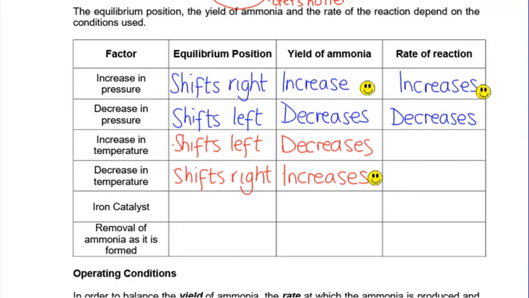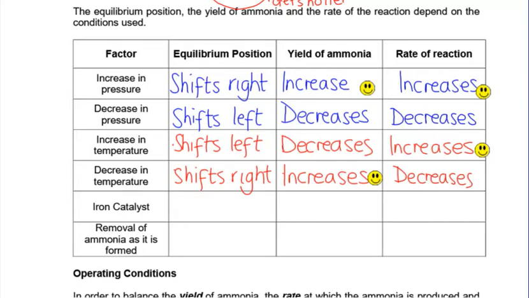What about rate though? How does increasing and decreasing the temperature affect rate? Increasing the temperature increases rate, and make sure you can explain that in terms of activation energy. There are more particles with energy greater than the activation energy, so more collisions are successful. But notice now our smiley faces are on different changes. So for rate we need to increase the temperature, but for equilibrium and yield we need to decrease the temperature. So we're going to have to make some sort of compromise.